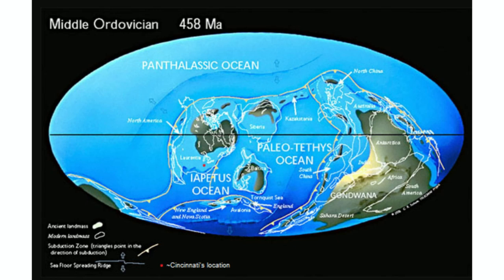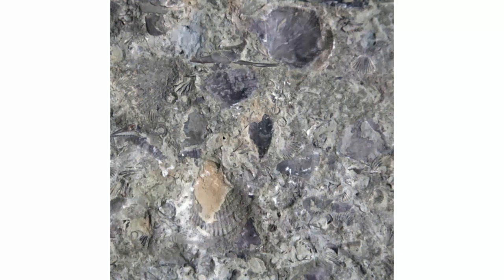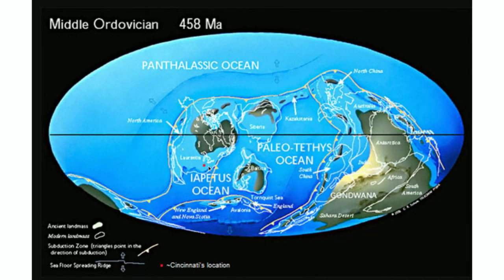Now, to give you an idea of why Cincinnati is mostly sedimentary rock, here we have a picture of what the Earth looked like 458 million years ago. This is from the Middle Ordovician period during the Paleozoic era. Anyway, this red dot right there, that is Cincinnati. Cincinnati, as you can see, used to be south of the equator. And at the time when all of the rock around us was forming, Cincinnati was actually underwater in the middle of an ocean, the Iapetus Ocean.